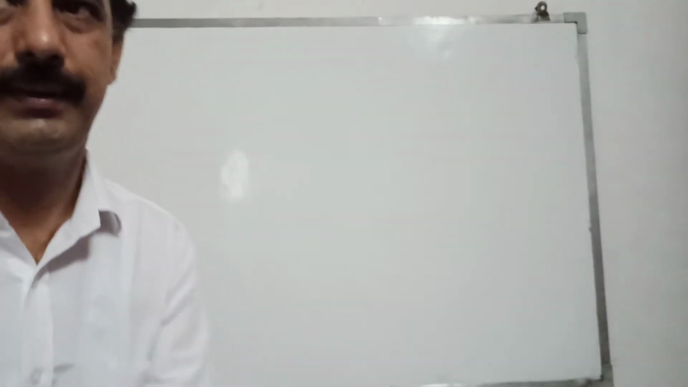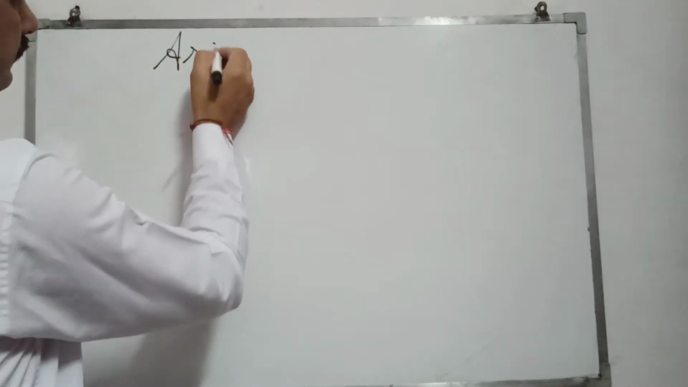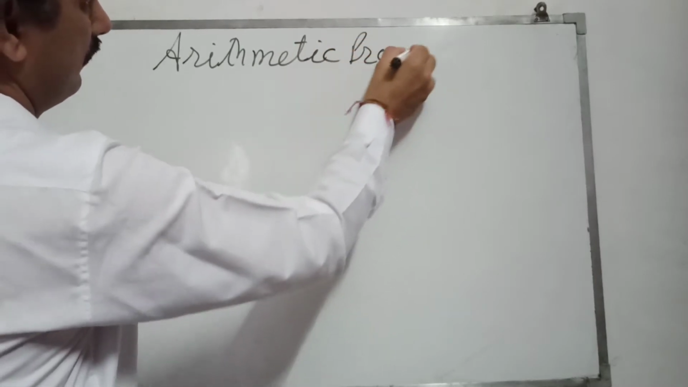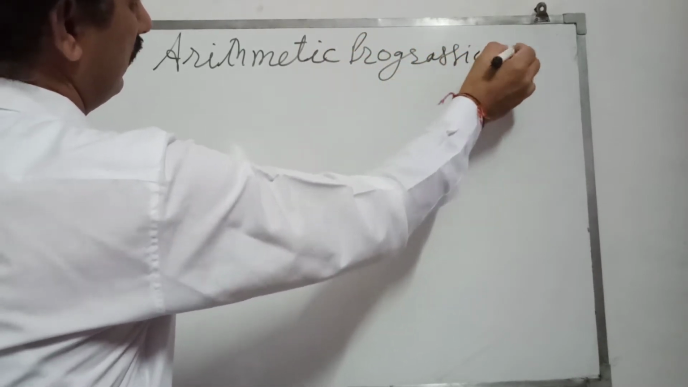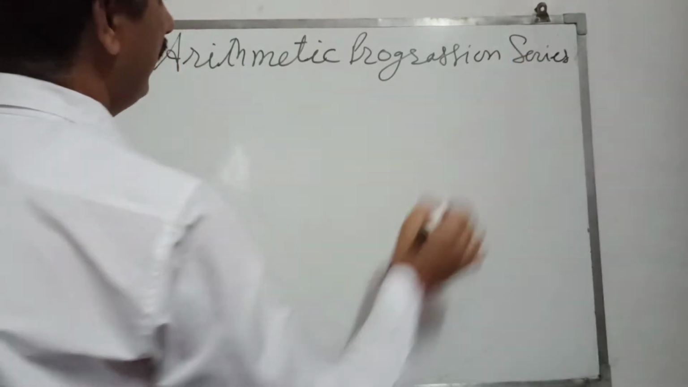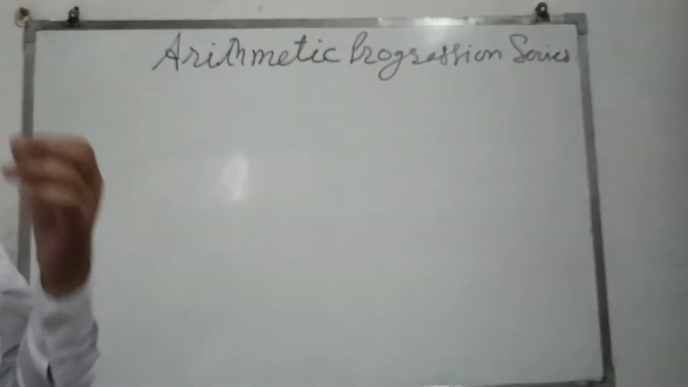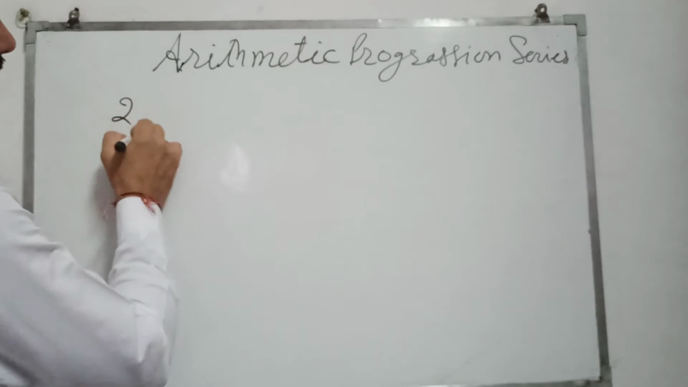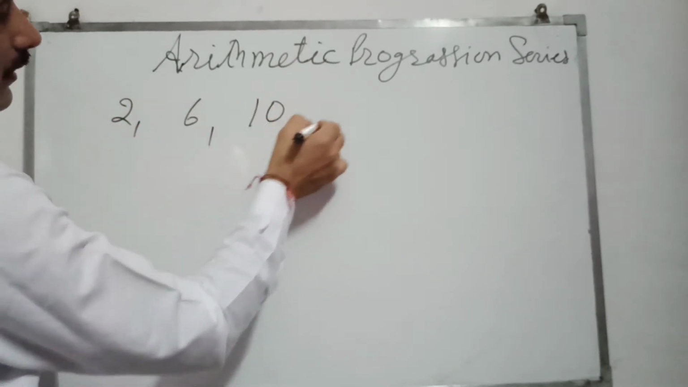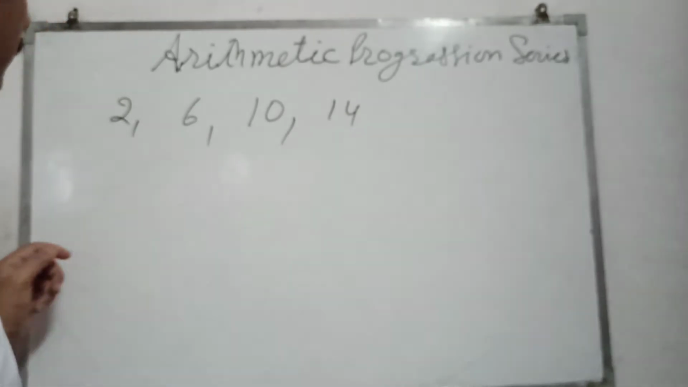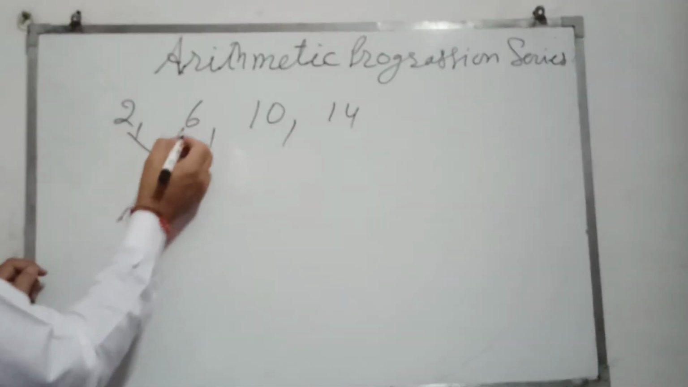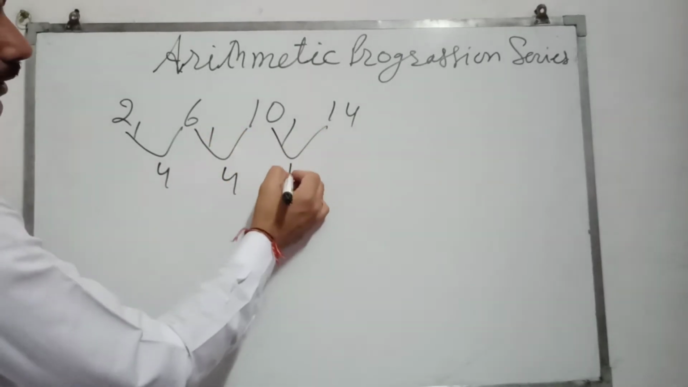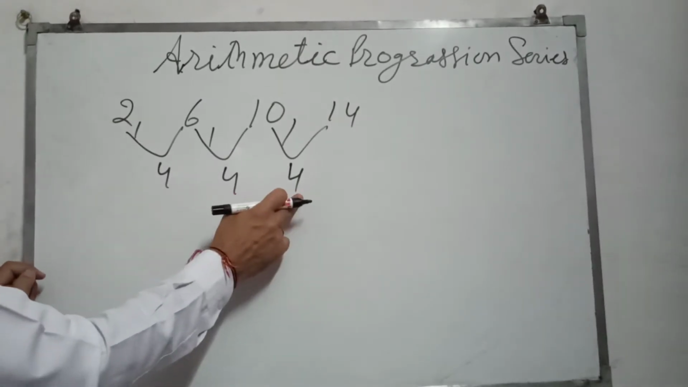AP series, that is arithmetic progression series. In arithmetic progression series, for example, 2, 6, 10, 14. These are the numbers. You find that the difference between 2 and 6 is 4, between 6 and 10 is 4, between 10 and 14 is 4. So there is a fixed number in between them.